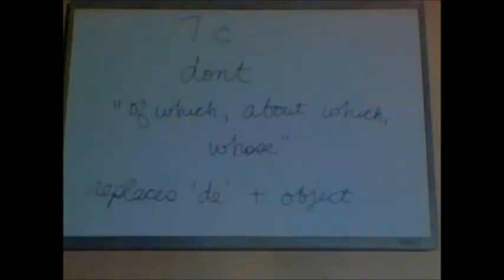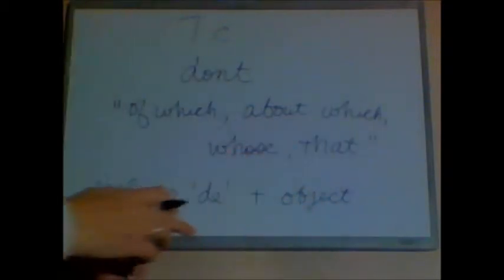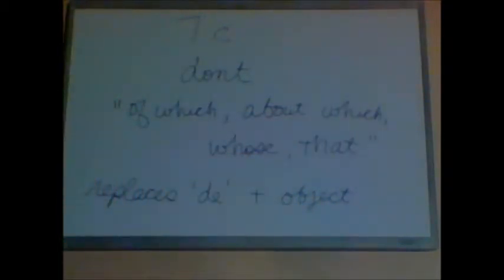The relative pronoun dont replaces de and an object in a complex sentence, and most commonly what we would say in English for a translation would be of which, about which, whose, and even very commonly that. So let's add that. We tend to use that relative pronoun in English the most, and you'll see as we translate some of these sentences why that's the case.